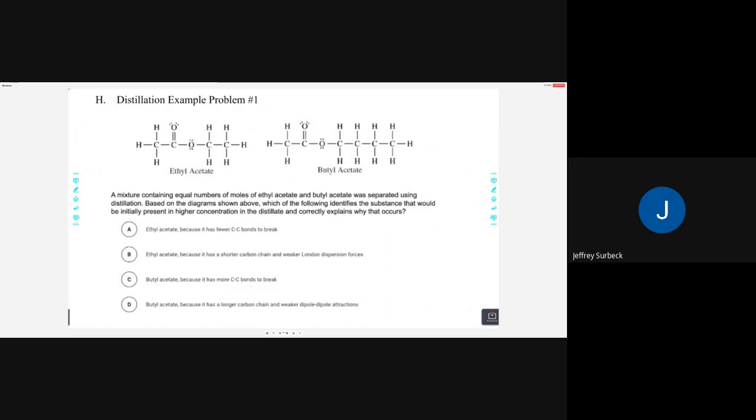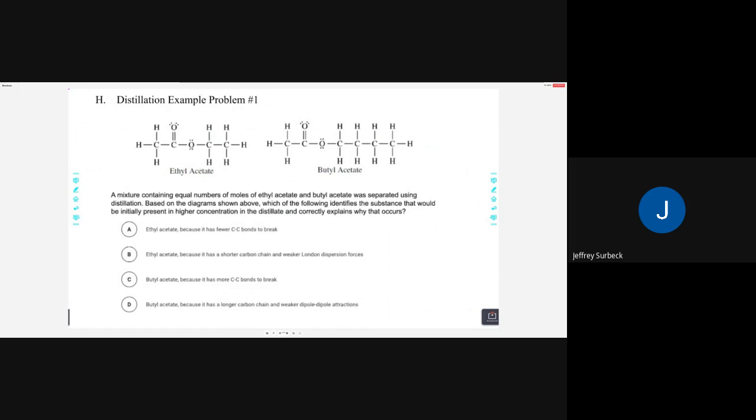All right. So in our solution, the first thing that's going to boil off is this ethyl acetate because it's a little bit lighter. It has less intermolecular attractions, less dispersion forces, because it's smaller. So the correct answer on this particular problem would be B, ethyl acetate, because it has a shorter carbon chain, aka lighter, and weaker dispersion forces.